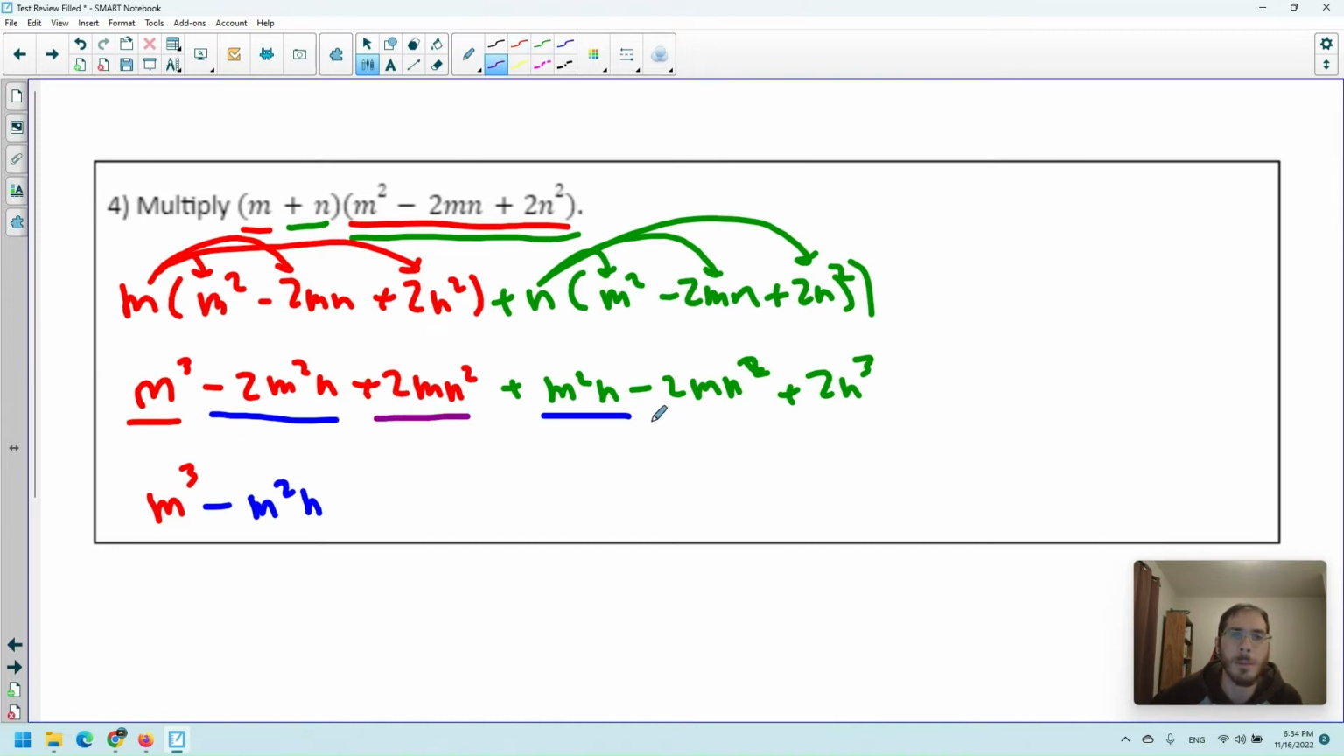2mn squared minus 2mn squared. Well, that looks like it actually cancels out. So that's going to become 0. Those ones actually go away. And then at the end, we've got 2n to the third. So we don't always cancel out. This time it ended up that we canceled them out, but that's how it works sometimes. Cool. All right, so that's number 4. This is the final answer.